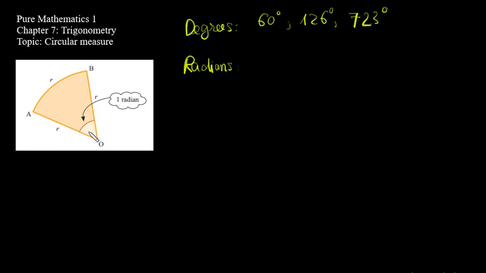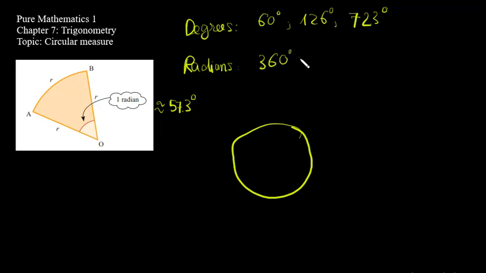So 1 radian is approximately equal to the angle when the arc length equals the radius of the circle. This is equivalent to 57.3 degree. But it's not exactly 1 radian equal to 57.3 degree. It's just equivalent.